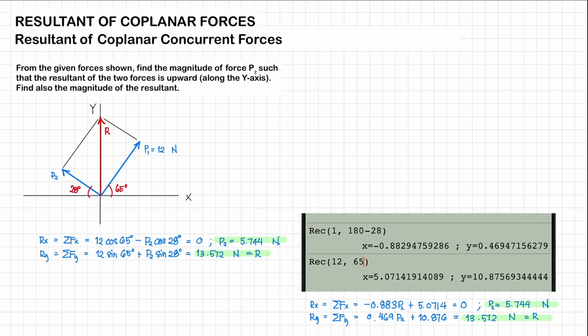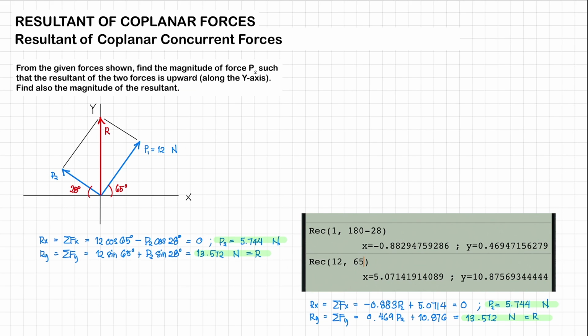So we know that to solve for the components of your resultant, you're just going to sum up the forces along the x-axis and then the forces along the y-axis, and then we'd be able to solve for our resultants. But in this case, our resultant is just acting on the y-axis. That means we don't have any horizontal component for our resultant. So summation of forces along the x-axis would be equal to 0.